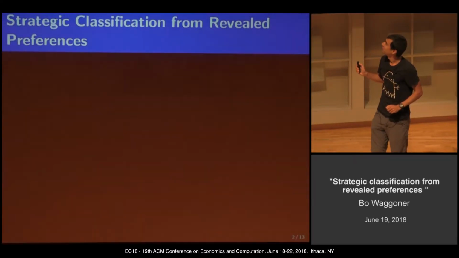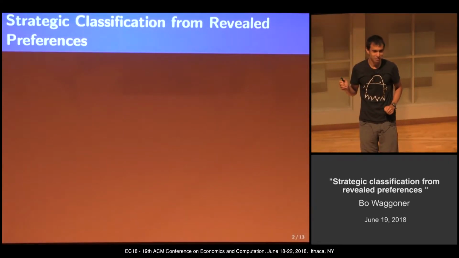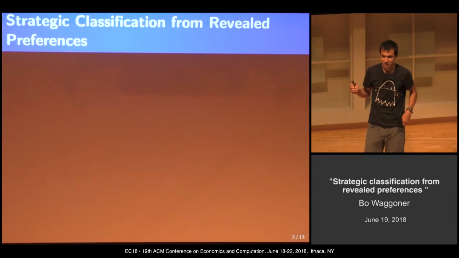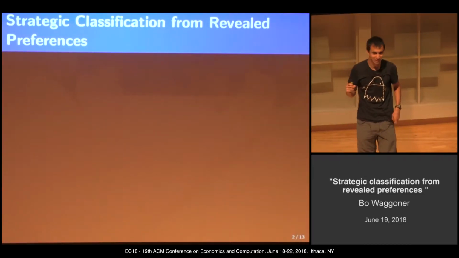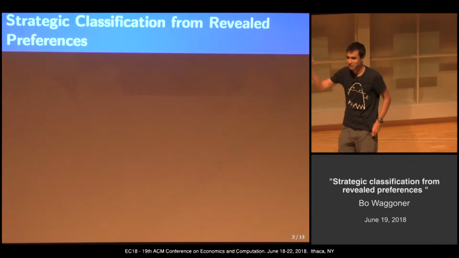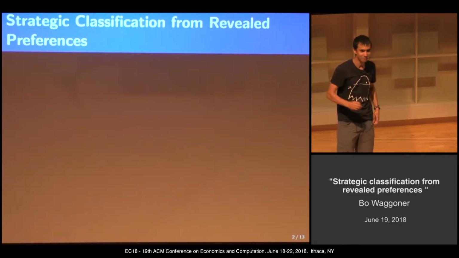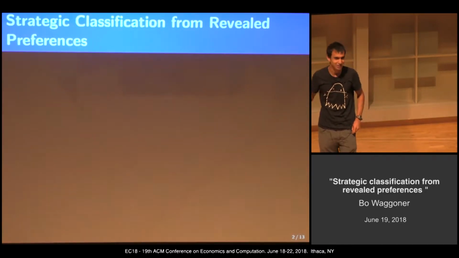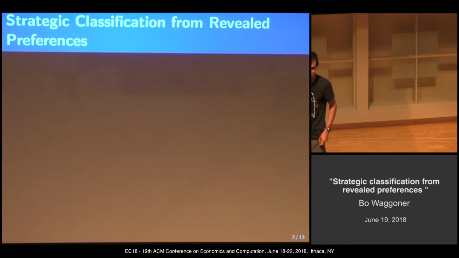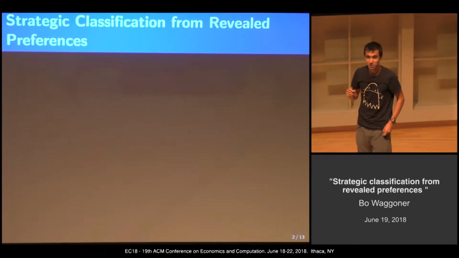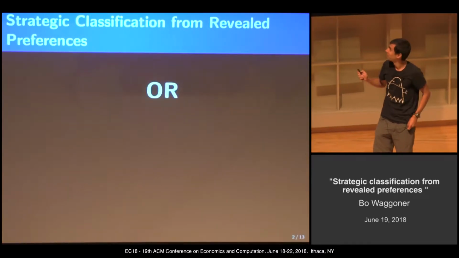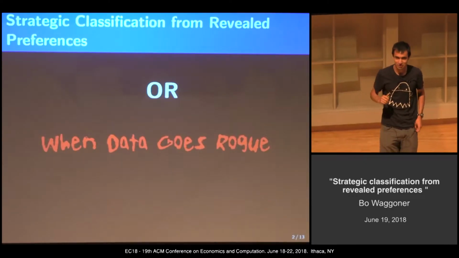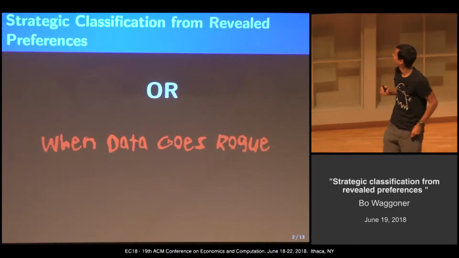Okay, so this talk and this paper are about data. We've all heard many success stories about data recently, right? Data changed my life, data got me a job, data introduced me to my husband, so on and so forth. But what happens when our inputs turn against us? What happens when data goes rogue? That's the subject of this talk.